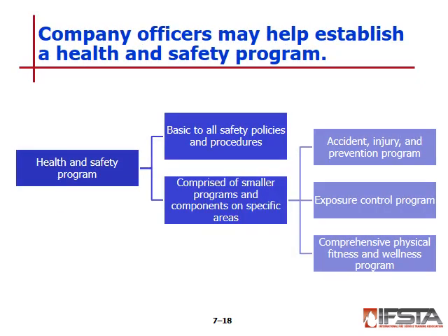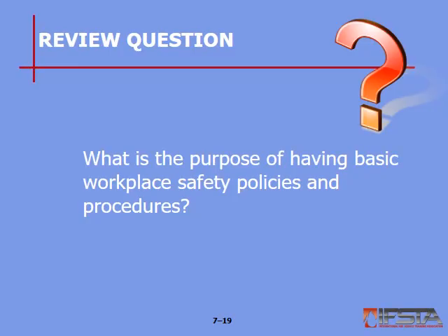Establish health and safety programs, basic to all safety policies and procedures. They are comprised of smaller programs and components, and they should include such things as accident, injury, and illness prevention programs, exposure control programs, and a comprehensive physical fitness and wellness program. Review question: What is the purpose of having basic workplace safety policies and procedures?